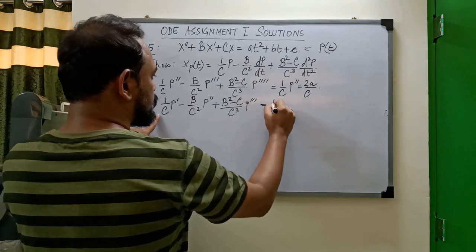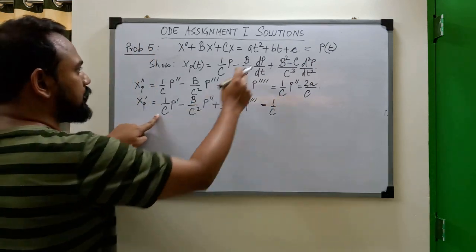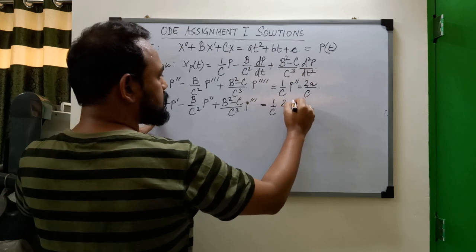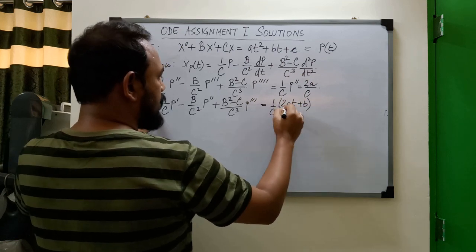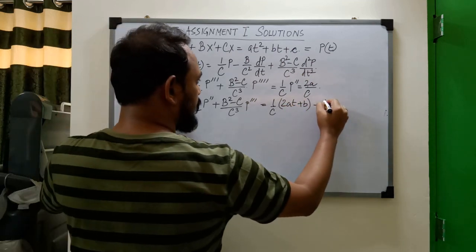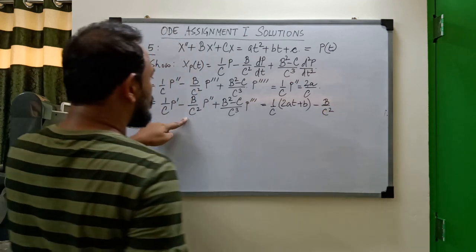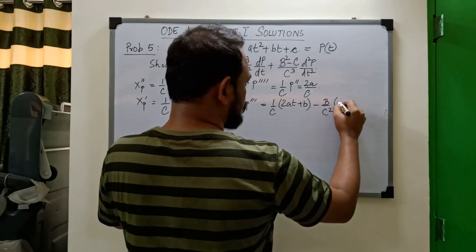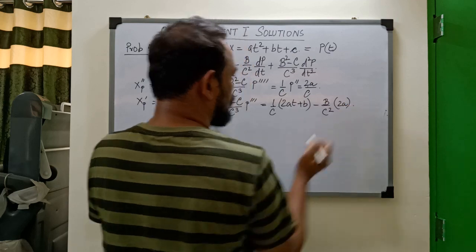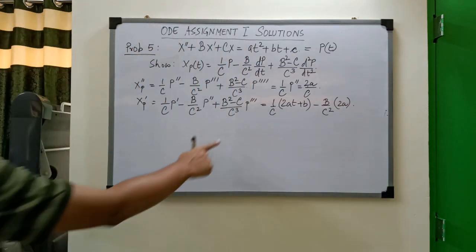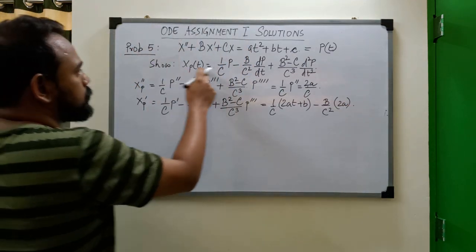This one is 1 over C. What happens if you differentiate this once? You get 2at plus small b, minus capital B over C square. Double differentiation just gives me 2a. Okay, and this one produces 0. And xp is what it is.